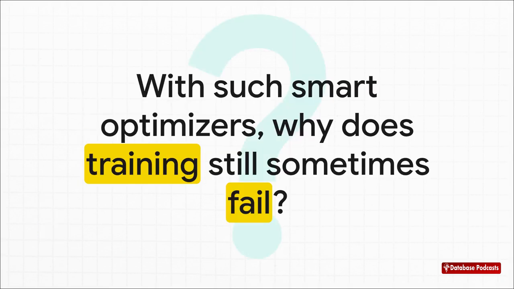And we'll leave you with one final question to think about. If our optimizers are this smart, and getting smarter all the time, why do some AI models still completely fail to learn? What other hidden challenges are lurking in these massive digital landscapes?